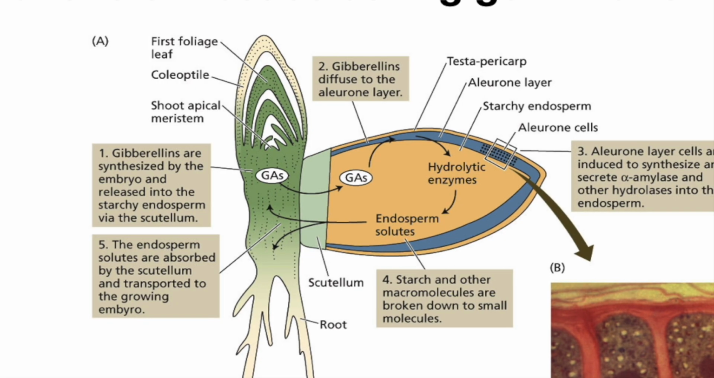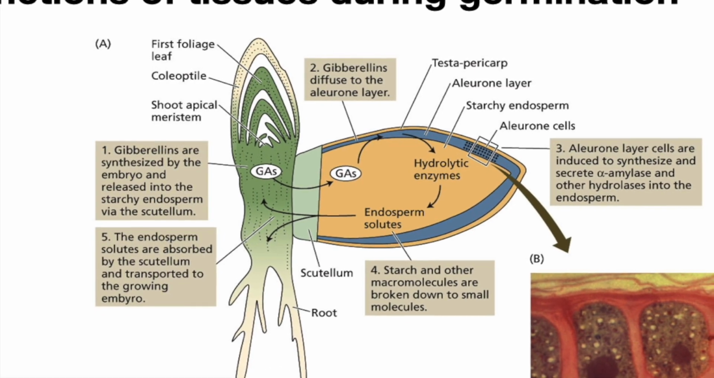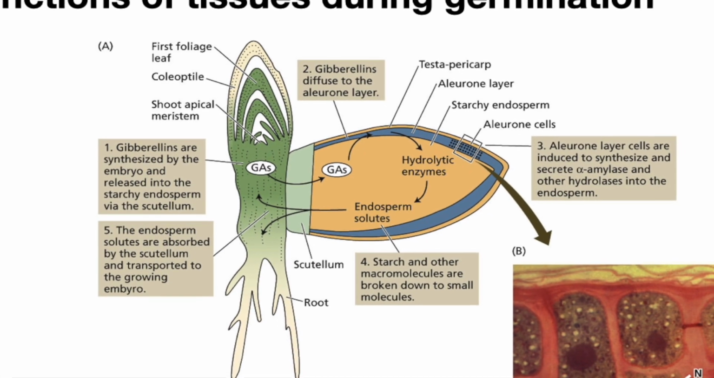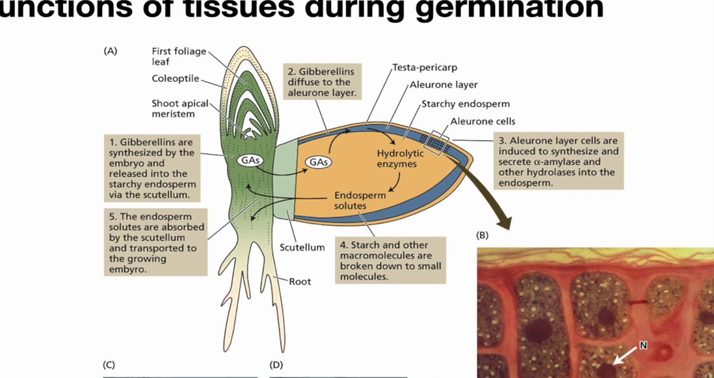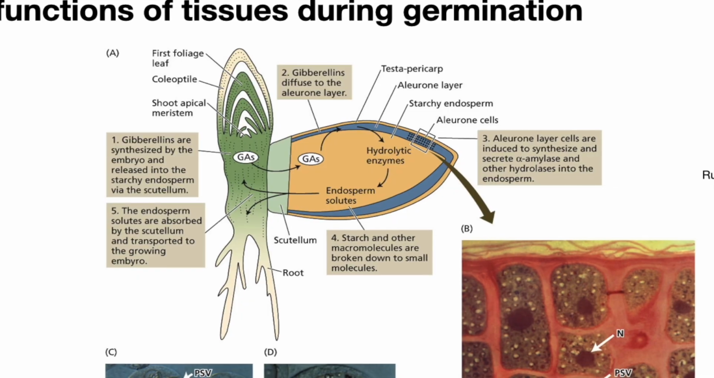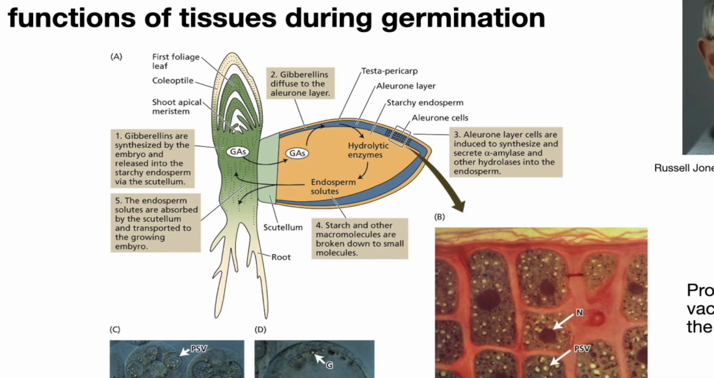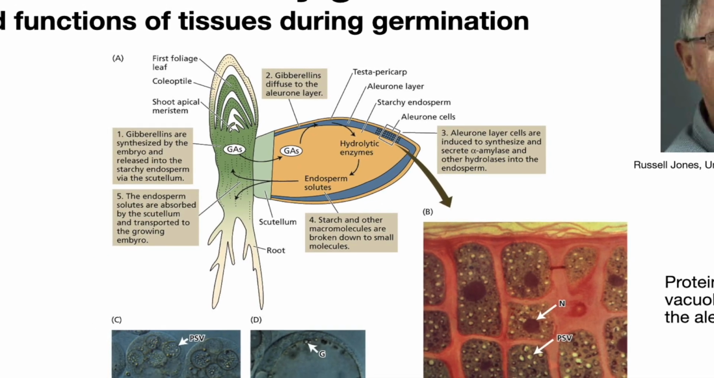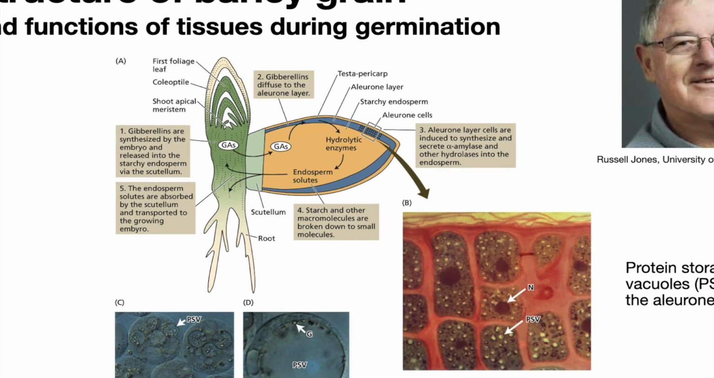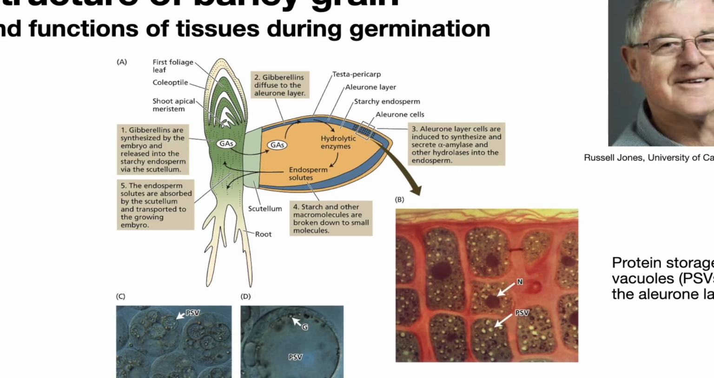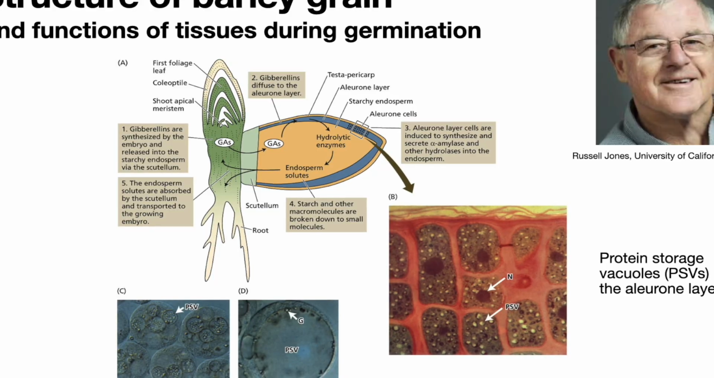During this process, gibberellins are synthesized in the embryo and released into the starchy endosperm via the scutellum. Once there, the gibberellins diffuse throughout the endosperm and into the aleurone layer in the outer edges of the endosperm. Gibberellins induce the synthesis and secretion of alpha amylases and other hydrolases. Alpha amylase is an enzyme involved in the breakdown of starch into glucose. These sugars and other molecules are absorbed by the scutellum and transported to the growing embryo.